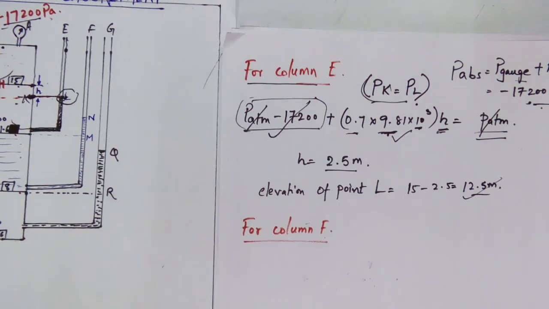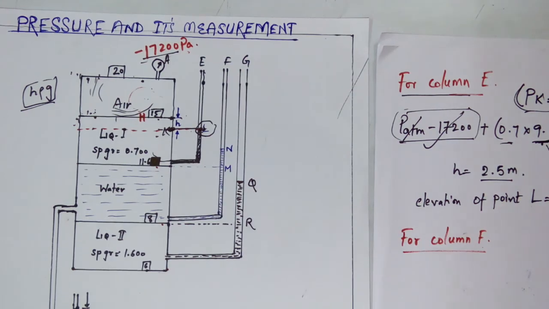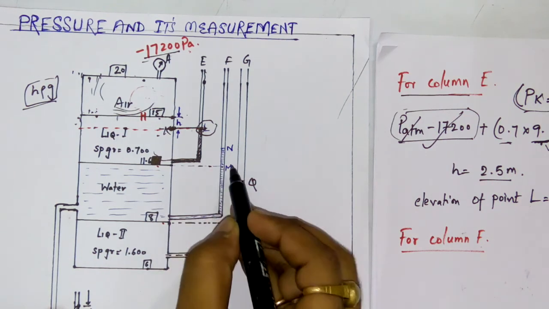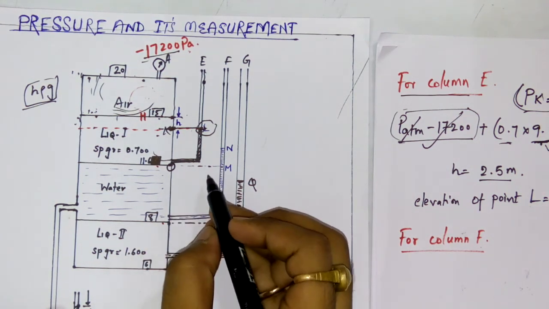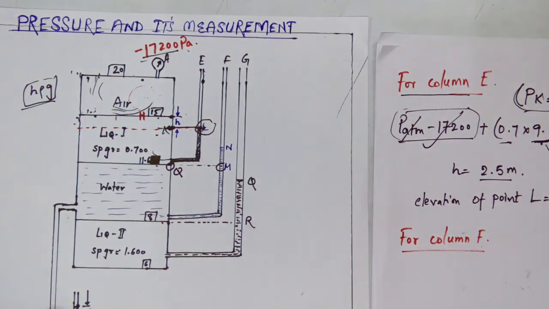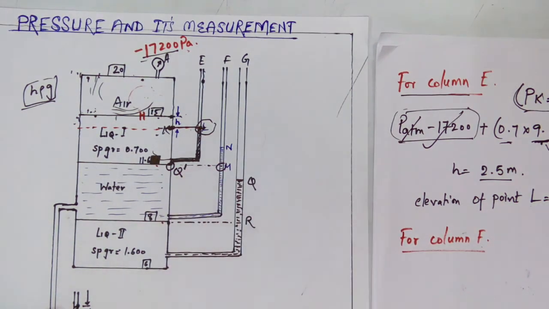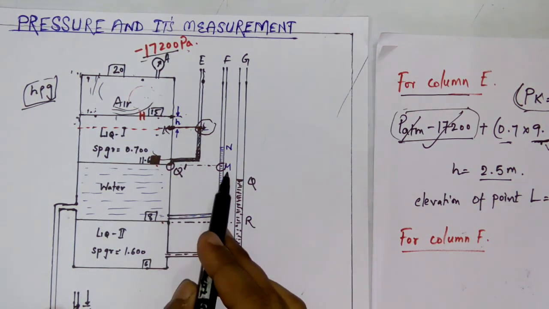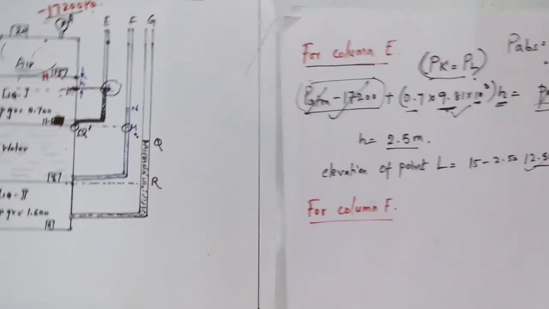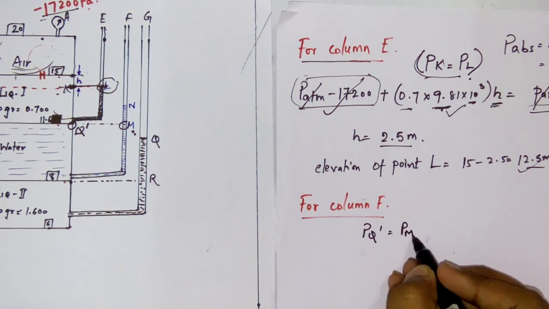So for column F, when we are finding this, we need to equate the pressure at this region, the pressure at this point and at point M. Suppose I am writing this point as Q dashed, just for our sake of understanding. The pressure at Q dashed and M is the same. So equating that pressure, P at Q dashed is equal to the pressure at M.